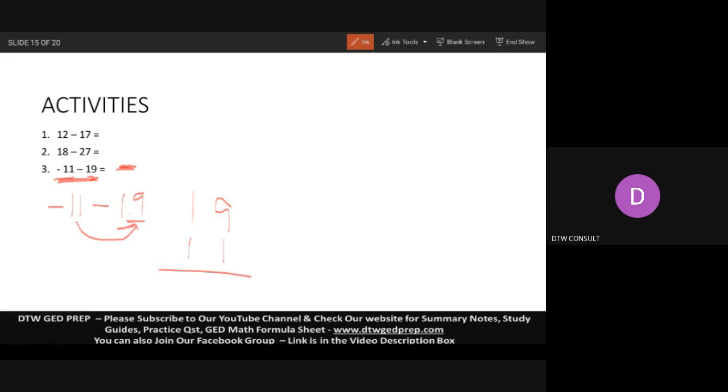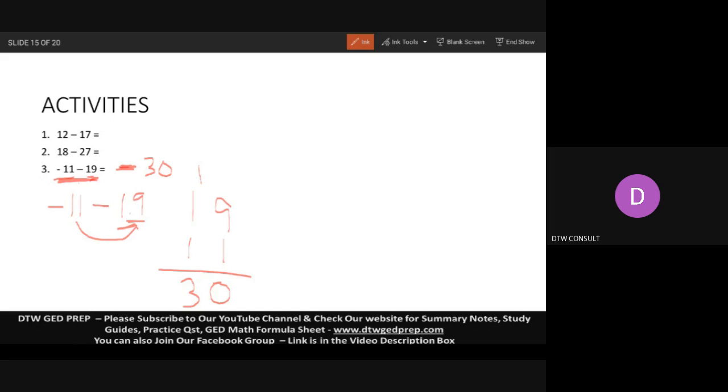So when we add this up, 9 plus 1 becomes 10, but we can't write down the 10. We write down 0, carry over the 1, and then we have 1 plus 1 is 2, plus that 1, making 3. So the answer here will be negative 30.